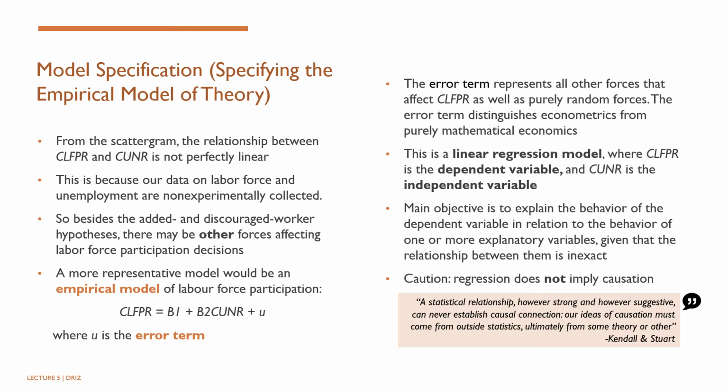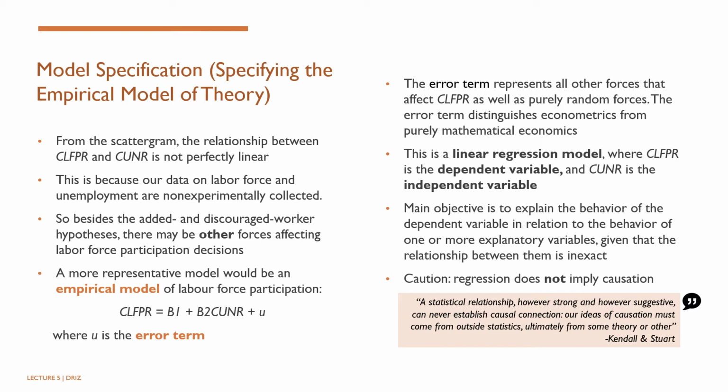So the purely mathematical model of the relationship between CLFPR and CUNR earlier is of limited appeal to the econometrician, because such a model assumes an exact or deterministic relationship between the two variables. But in reality, one rarely finds such a neat relationship between economic variables. Most often, the relationships are inexact or statistical in nature. So a more representative model would be an empirical or econometric or statistical model of labor force participation.